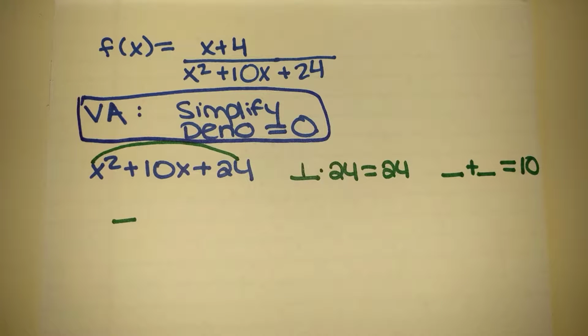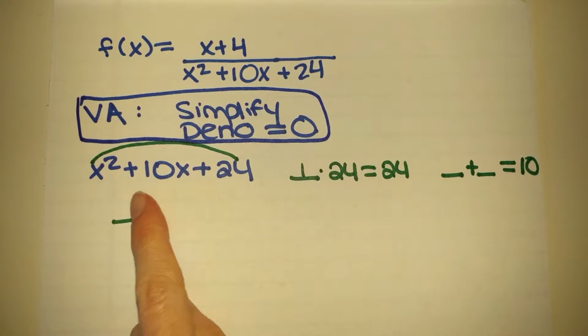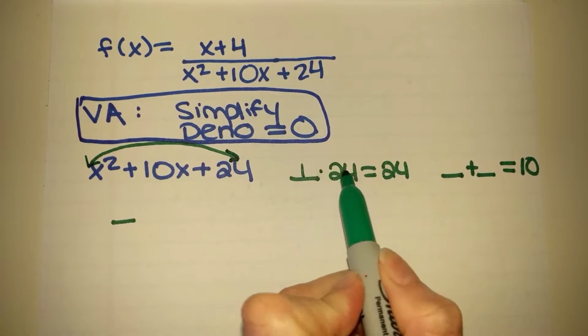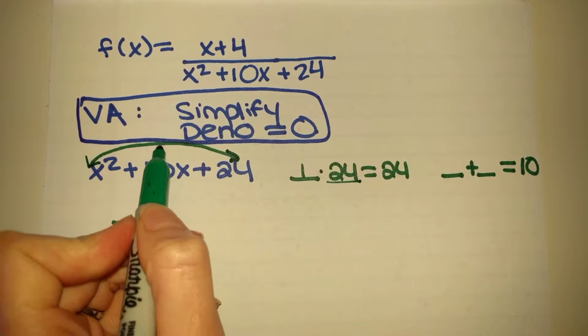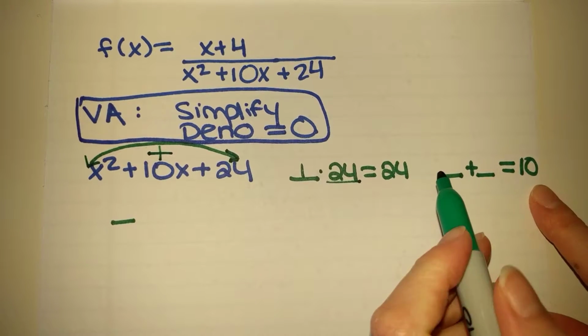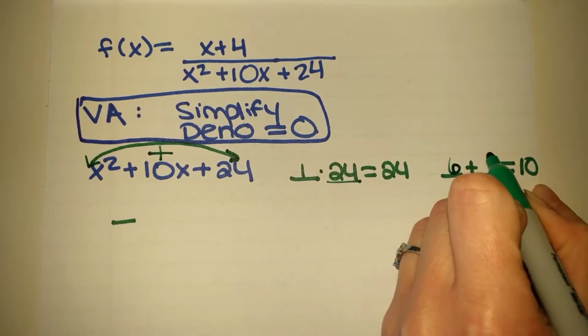Asymptotes, we first have to simplify. So we'll need to factor the denominator. Because we have three terms, we're going to think about the factors of the first times the last, so 1 times 24, that sum up to the middle. So we need two numbers that sum up to 10, and that will be 6 and 4.